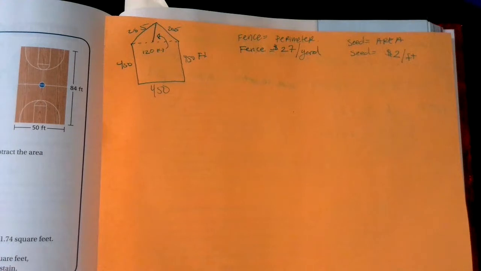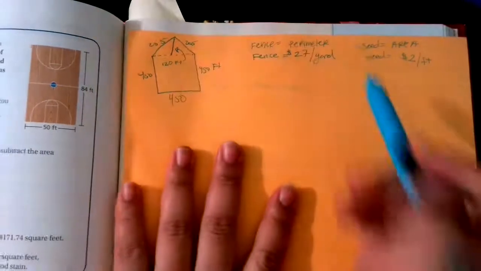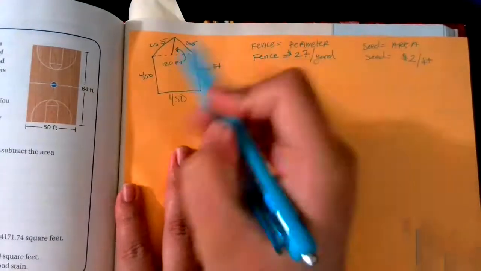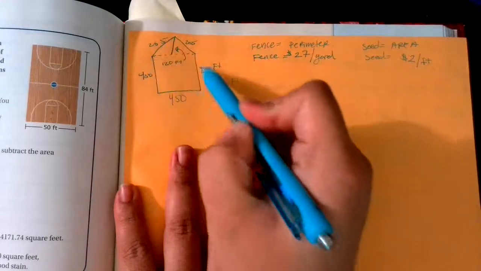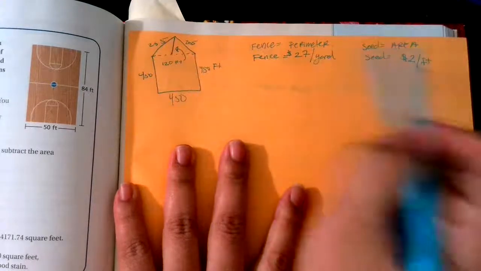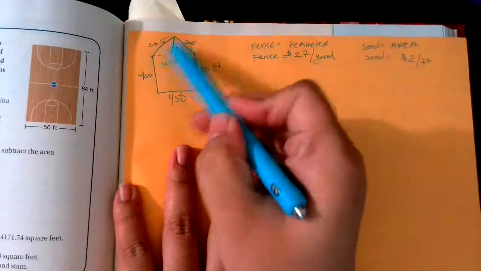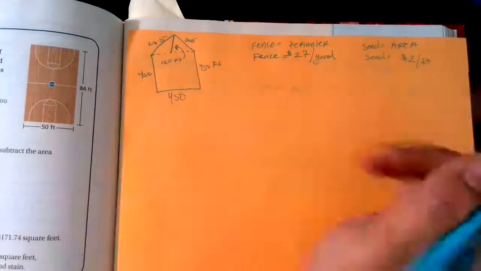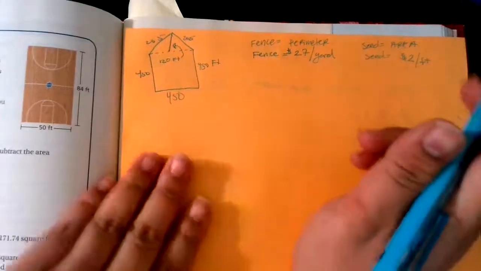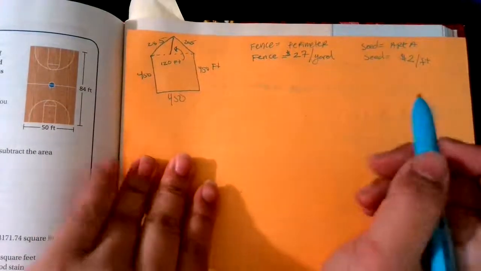So, this is a pasture for a section of land, I guess. Fencing is all the way around, right? So that is the perimeter of our shape. And to seed the inside of our shape, that would be the area. So let's find the perimeter first because it's significantly easier.